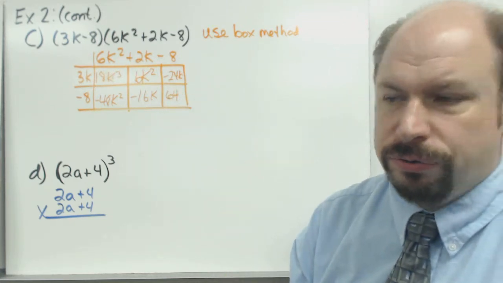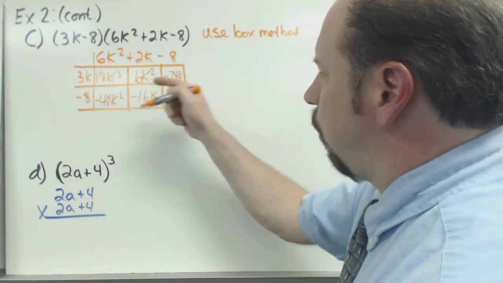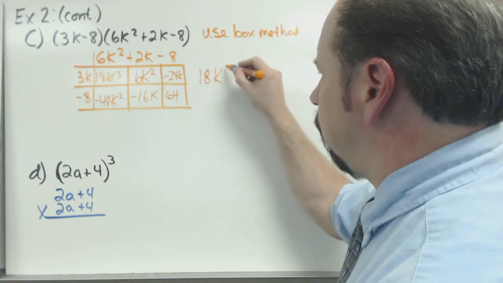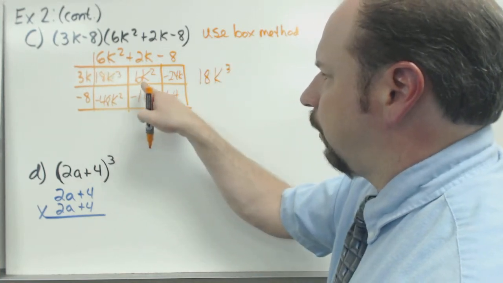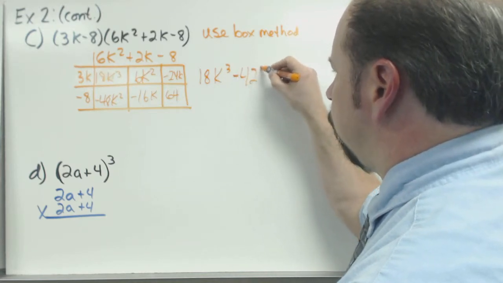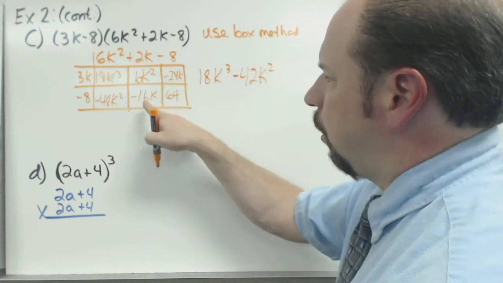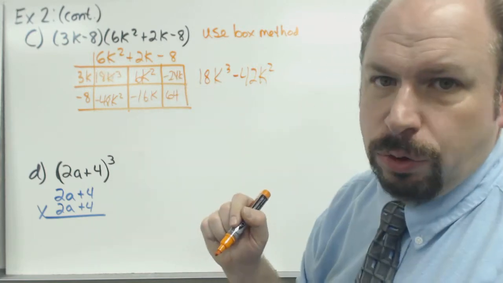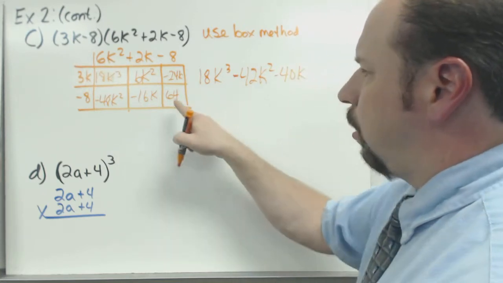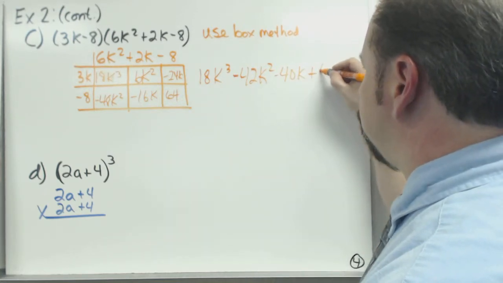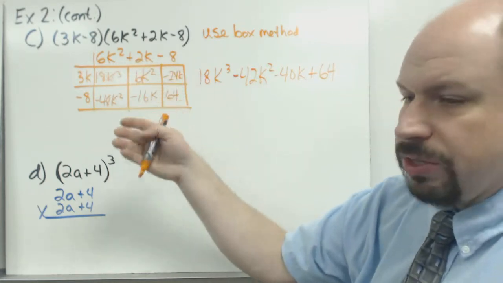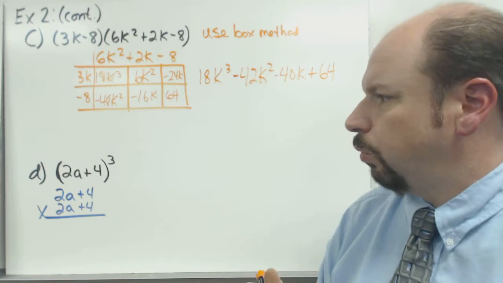Okay, and now it's just a matter of combining like terms. So there's no other k cubed terms, so we're going to write 18k cubed. Negative 48k squared plus 6k squared is minus 42k squared. Negative 16k minus 24k, well, that's going to be minus 40k. And then there's no other ones here, so just plus 64. Okay, so once we have all the boxes filled in, just combine like terms, and we're done.